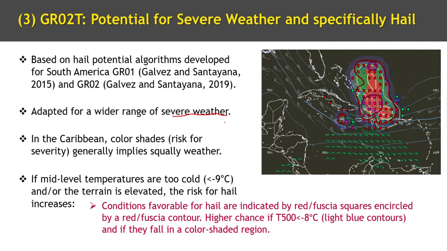So this is an example in the Caribbean basin, and you can see the color shades. It goes from gray to green to red. And usually whenever you start seeing these green and red color shades, it means that you have a chance for squally weather, not always hail. If mid-level temperatures are too cold, though, then your potential for hail increases.